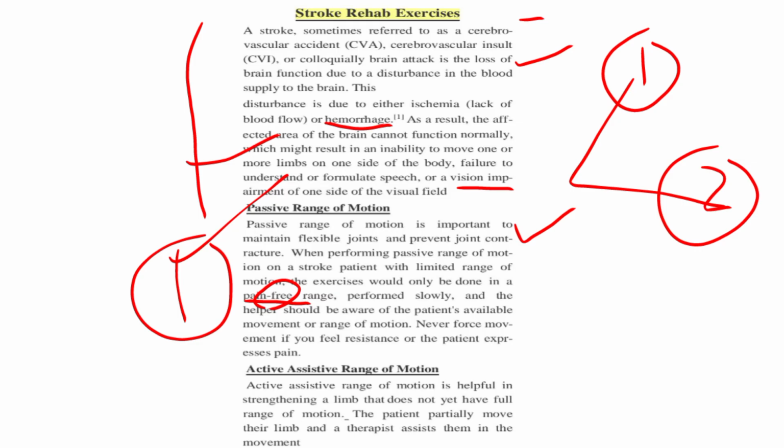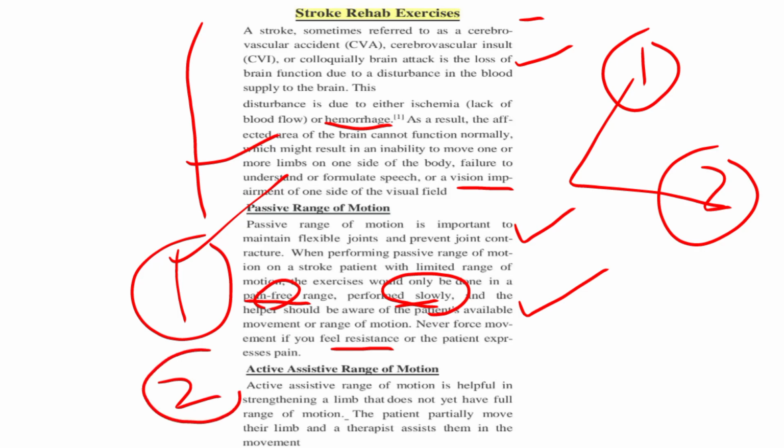Perform passive range of motion slowly, and within the patient's available movement or range of motion in which there is no pain felt by the patient. Never force movement if you feel any kind of resistance or increased pain. These are the passive range of motion exercises that we can perform slowly and gently.